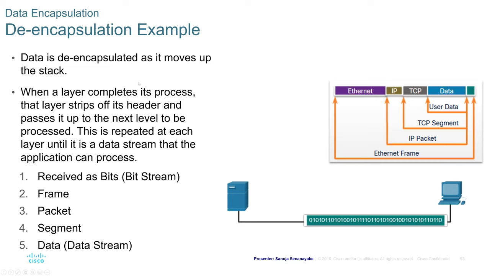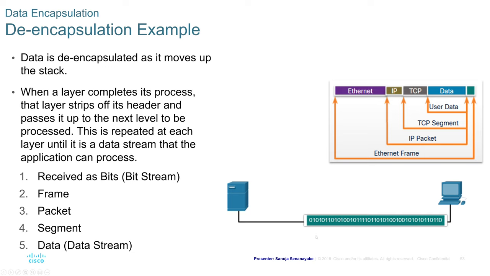De-encapsulation does the opposite. Data is de-encapsulated as it moves up the stack. When a layer completes its process, that layer strips off its header and passes it up to the next level to be processed. I will explain what headers are and how they work in detail later. This is repeated at each layer until it is a data stream that the application can process.